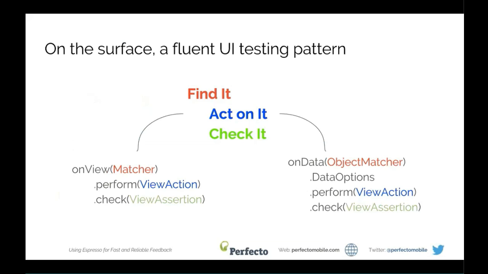And on the surface, Espresso is a fluent UI testing pattern. And by fluent, it means that you can write to an API and continue your conversation in code by simply appending the next statement. So for instance, the pattern is we need to find a UI element, then we act on it, and maybe we check it afterwards. Sometimes you can simply just find it and check it.